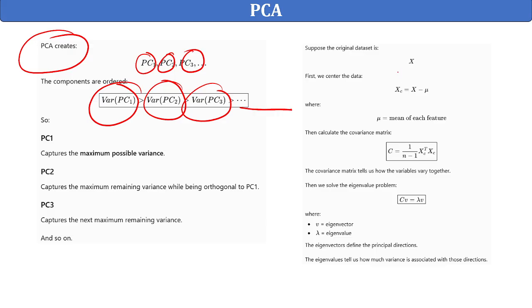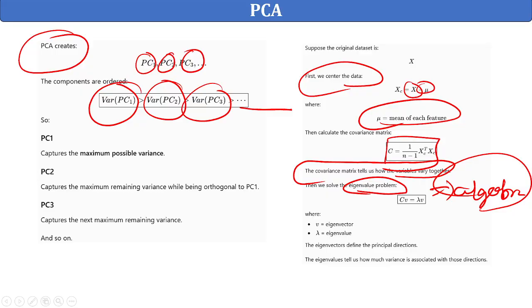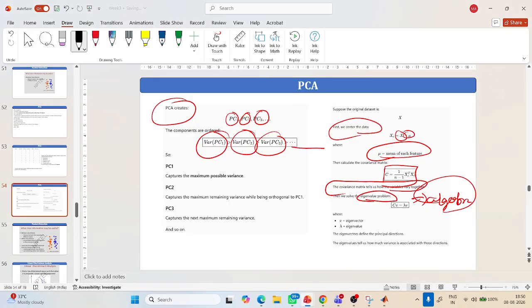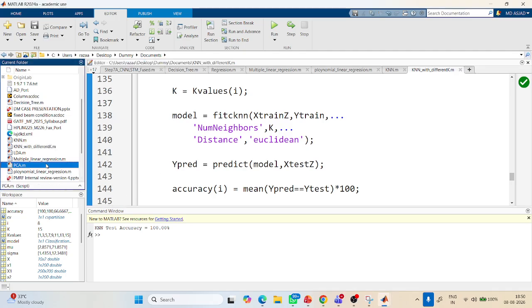Then they find the center of the data, where mu is the mean of each feature. Then calculate the covariance, which tells how variables vary together. After that, they calculate the eigenvalue problem. It's again algebra. That's why you shouldn't directly jump into machine learning. You should have some idea of algebra and statistics to better understand machine learning problems. Now we'll go with the PCA code. We'll show it to you. We'll come here, we have one more code, PCA.